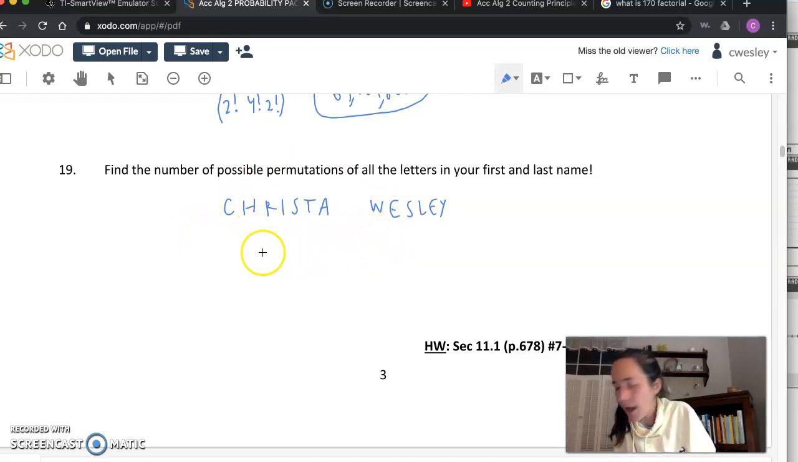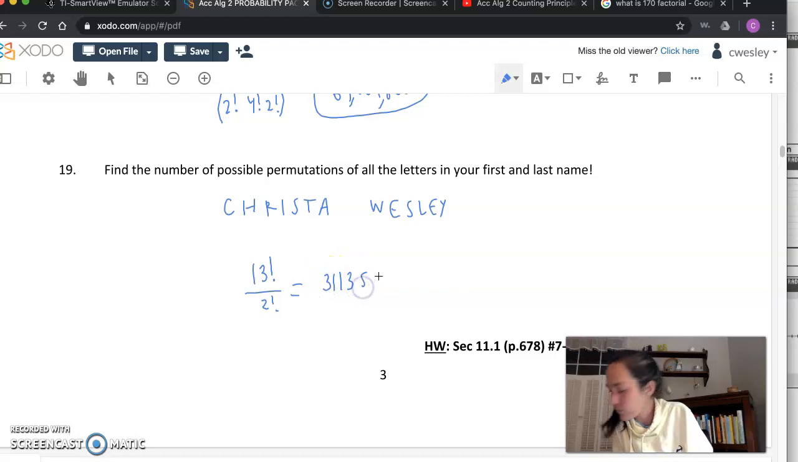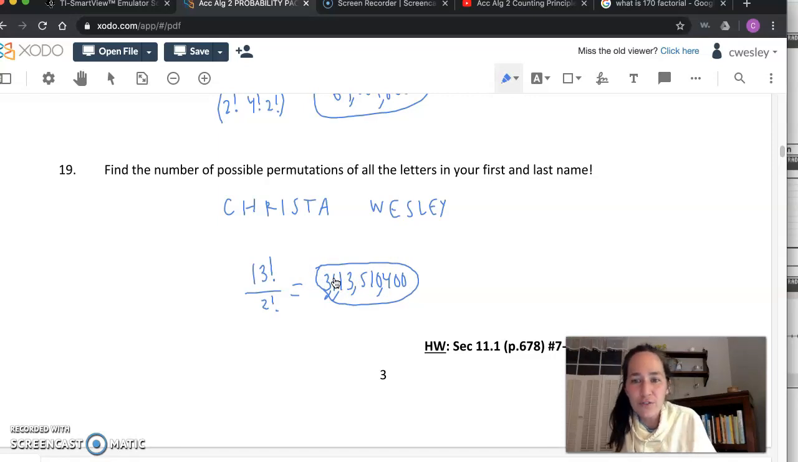If I count up mine, I happen to have 13 total letters, and I don't have very many repeats. I just have the 2 E's. So if I divide by 2 factorial, I get a score of, and I'm not trying to brag, but it's huge, 3,113,510,400. Guys, I'm up in the billions. Am I in the billions? I am in the 3 billions, right? I'm at 3 billion, count them, 113,510,400.